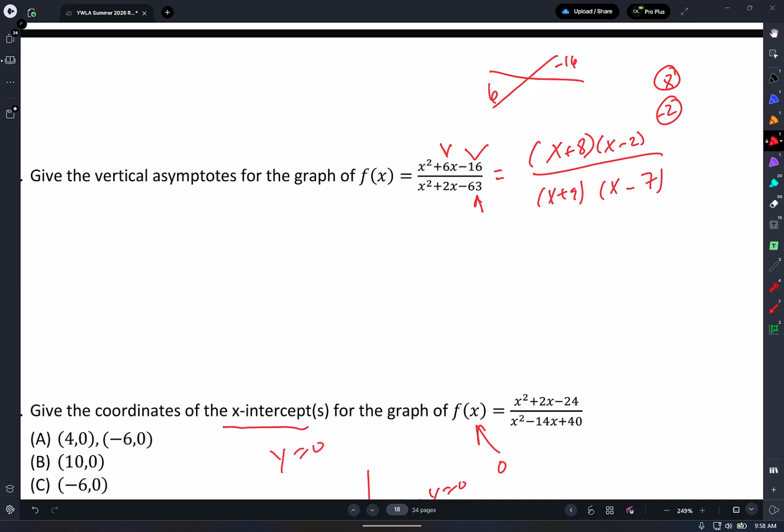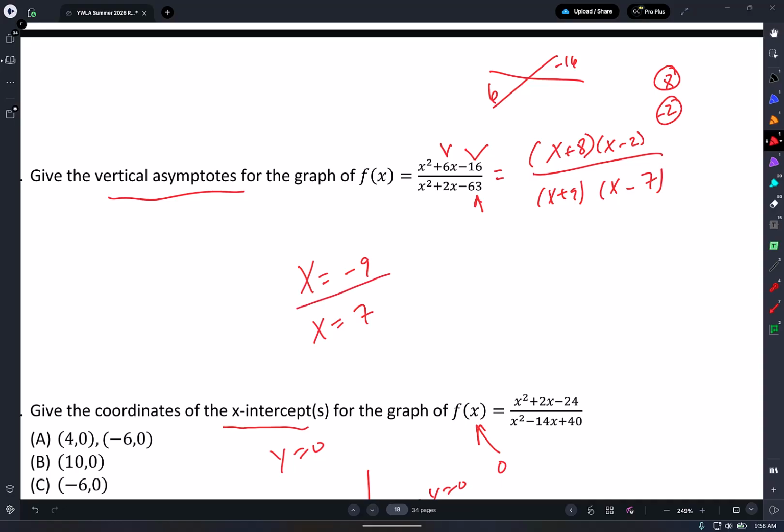Nothing cancels out. Notice I don't have a factor that cancels out. So it wants to know where my vertical asymptotes are. Well, my vertical asymptotes are wherever makes my denominator 0. So the denominator is going to be 0 at x equals negative 9, since negative 9 plus 9 is 0, and at x equals 7. There it is. Nothing canceled out, so I don't have any holes. So those two must be vertical asymptotes, negative 9 and 7.